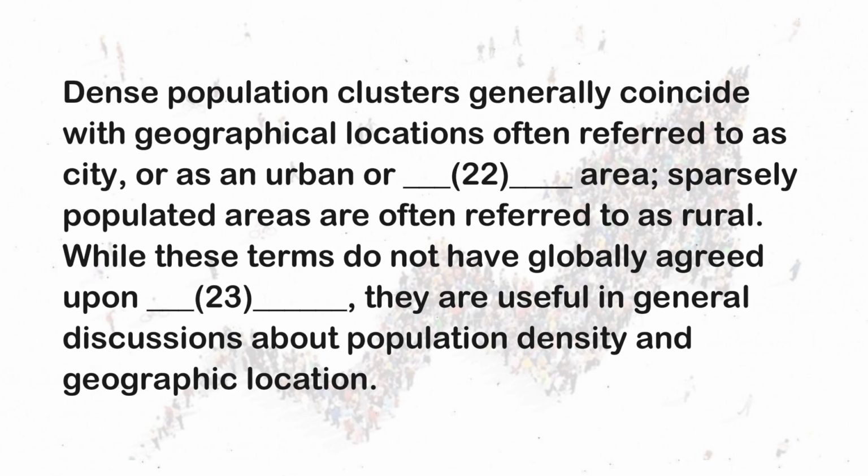Dense population clusters generally coincide with geographical locations often referred to as city, or as an urban or metropolitan area. Sparsely populated areas are often referred to as rural. While these terms do not have globally agreed upon definitions, they are useful in general discussions about population density and geographic location.